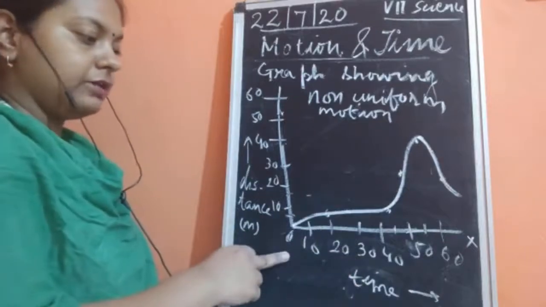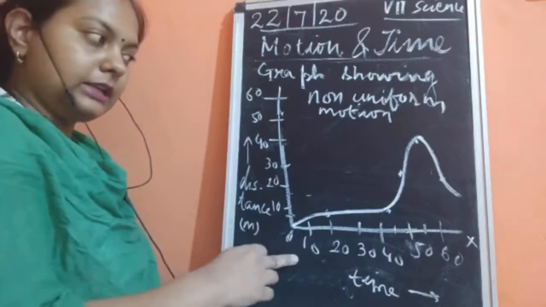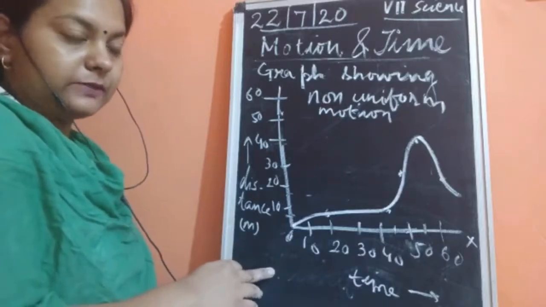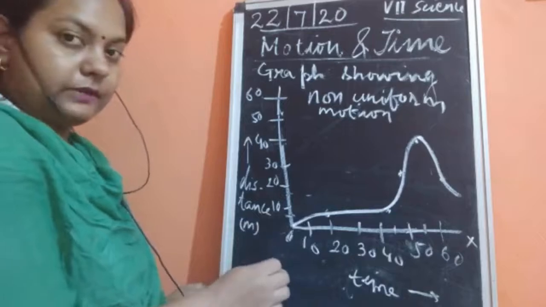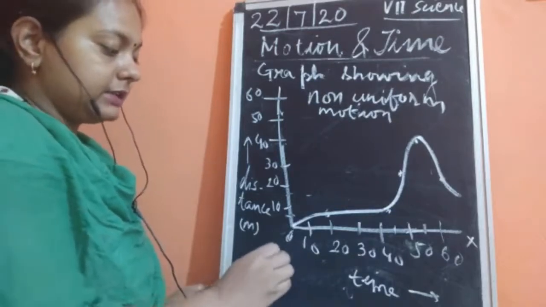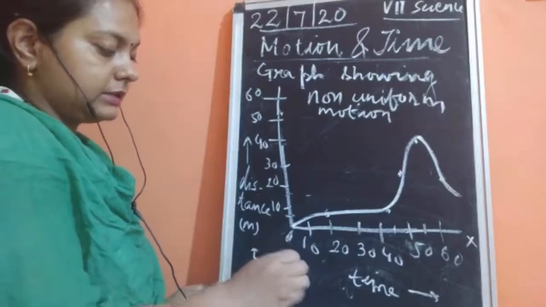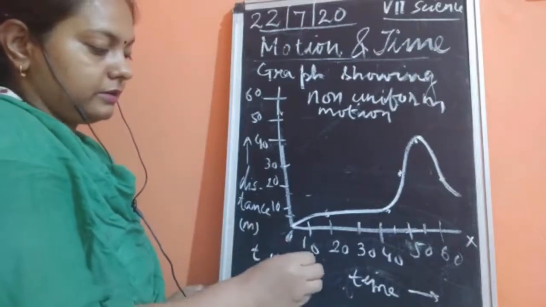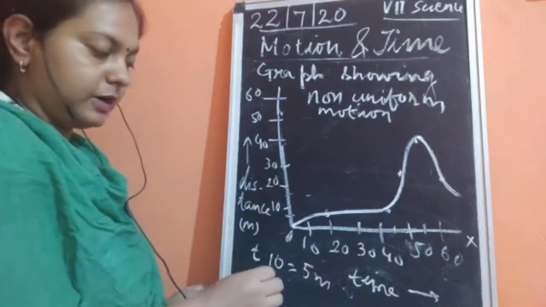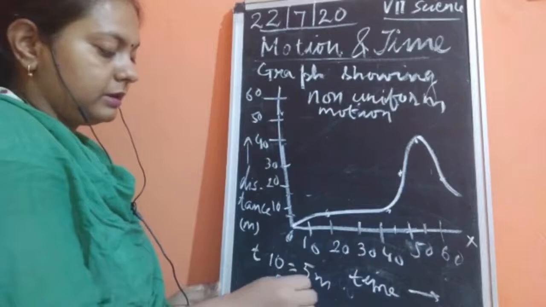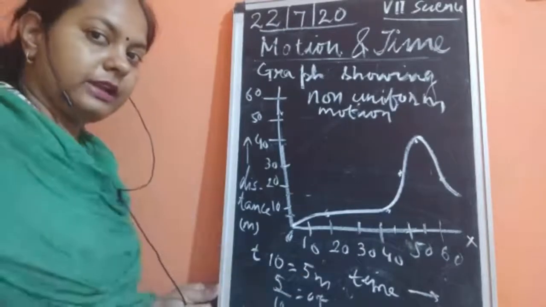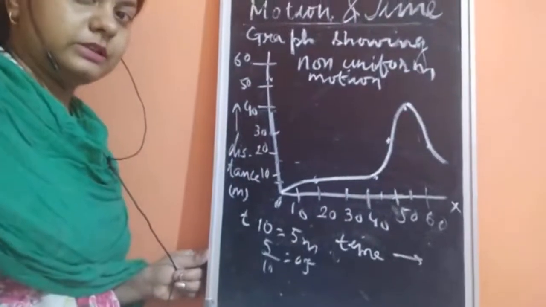Now if we need to calculate the speed with this data, we can get that the speed is also uneven. So how is the speed uneven? Let's find out. If we take this time as 10 seconds and distance as 5 meters, then what will be the speed? Speed is equal to distance upon time. 5 by 10, it is 0.5.